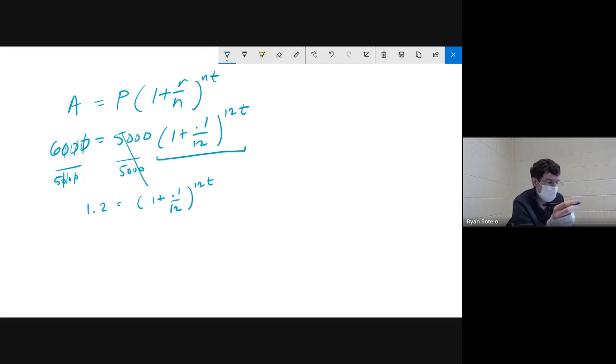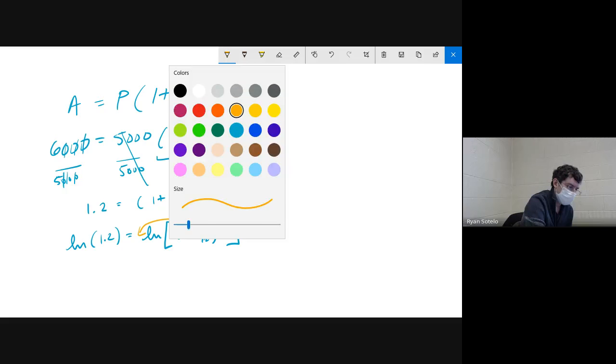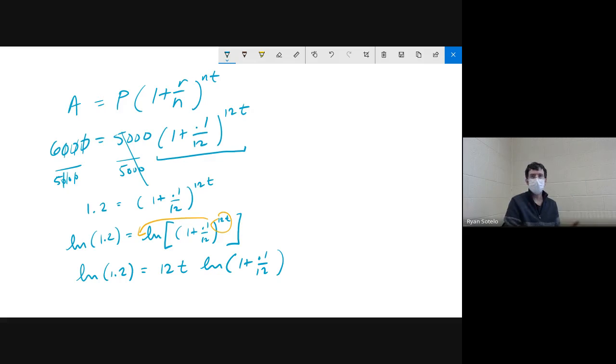That's what I wanted. And now to bring this thing down, we're going to use the logarithm. So I'm going to use a natural log on the left. I'm going to use a natural log on the right. When you apply the natural logarithm on the right, the reason why we do that is it allows you to bring the exponent down in front, multiplying the log. So I'm going to end up getting natural log of 1.2 is equal to 12 times t, and then the natural log of 1 plus 0.1 over 12. So the log, the reason for it is it brings the t down so that I can actually solve for it.